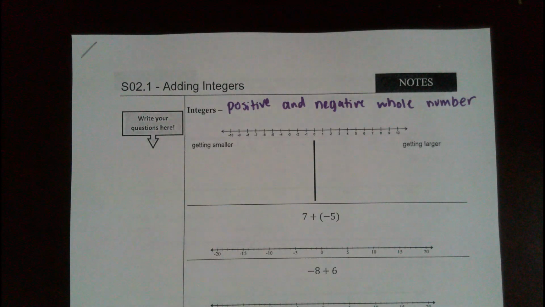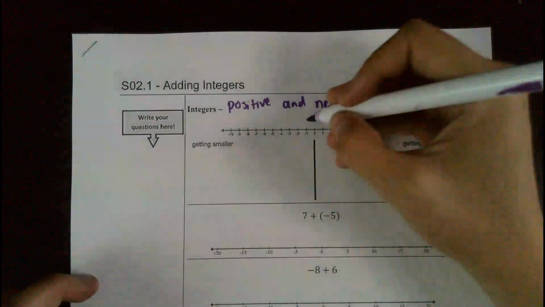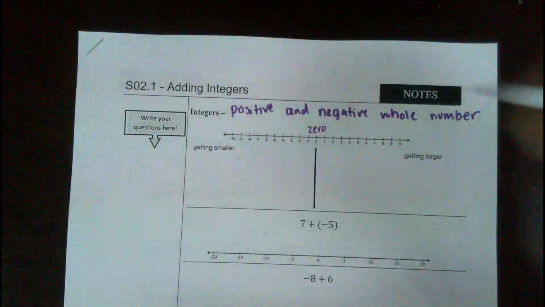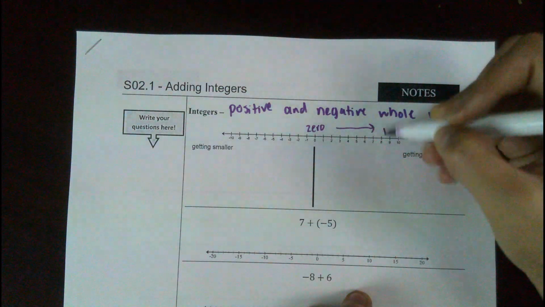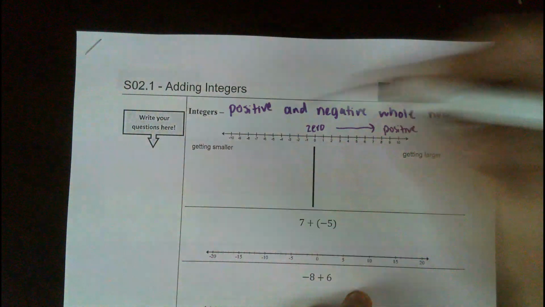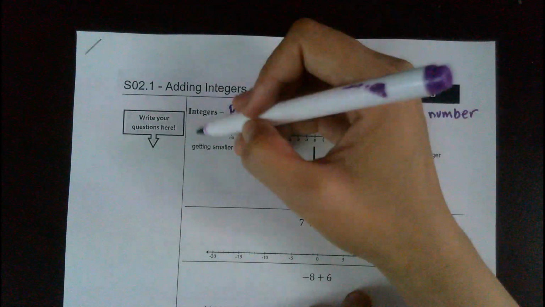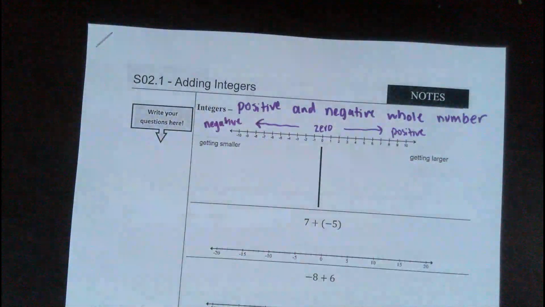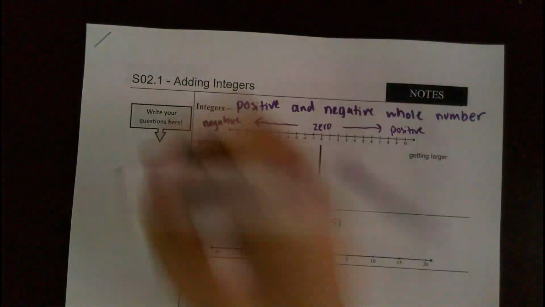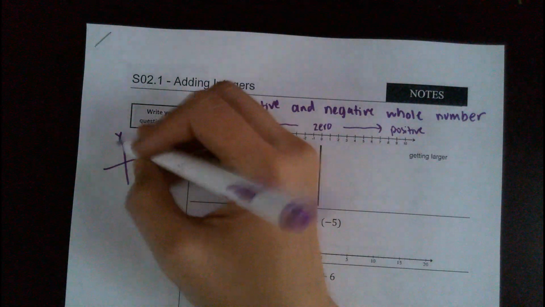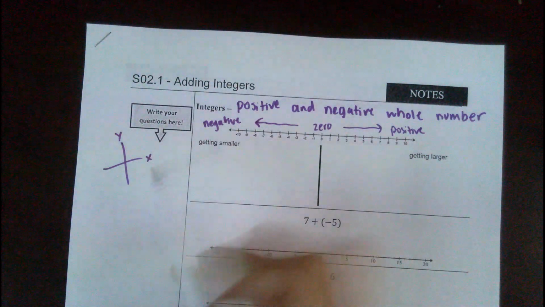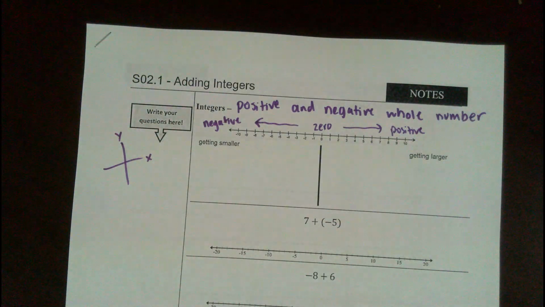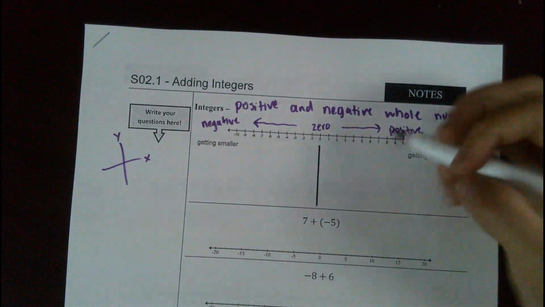And we should be familiar with this number line, right? We have 0 right here in the middle. And then this is the positive direction. And then if you go to the left, it's the negative direction. Right? So if you've seen a coordinate before, like our x, y, we know the x is positive to the right, negative to the left. Same deal.